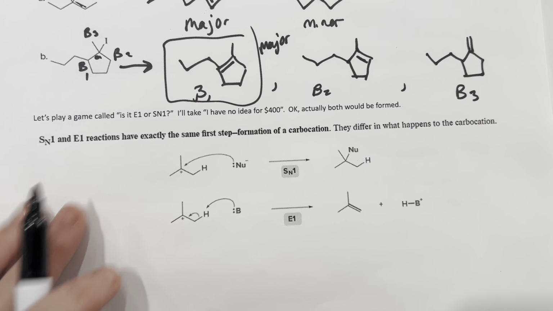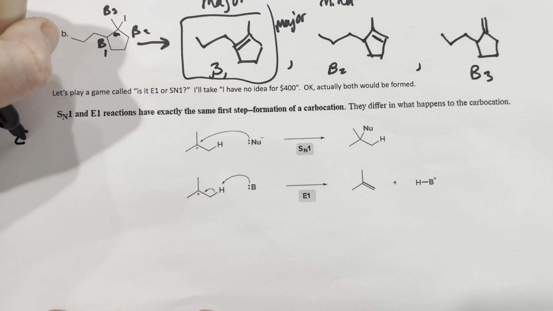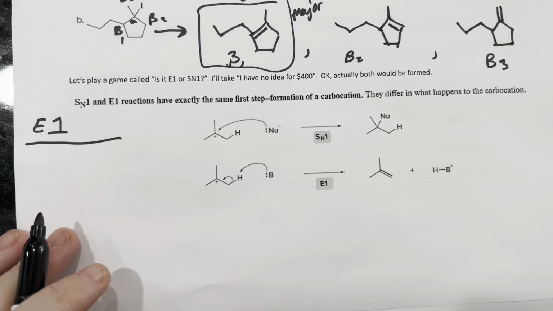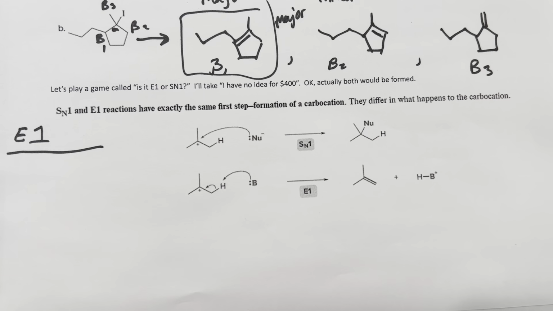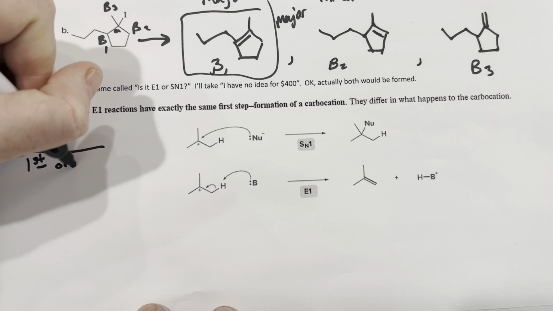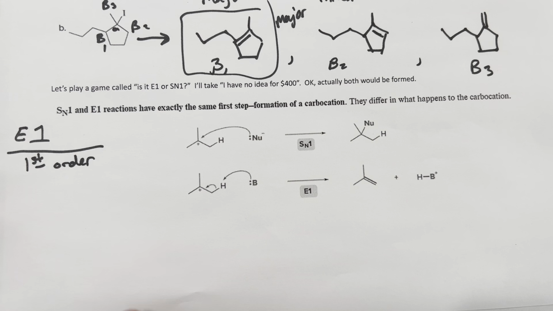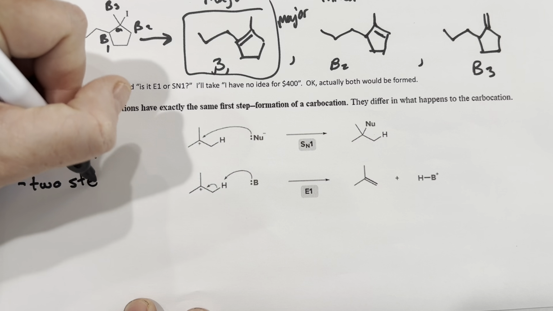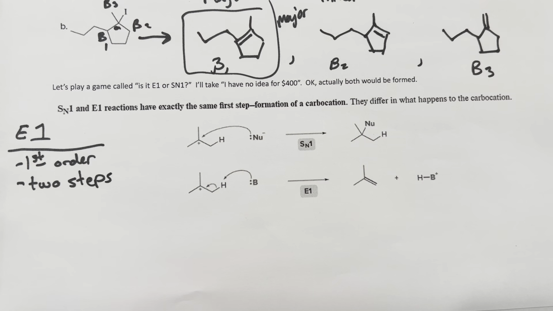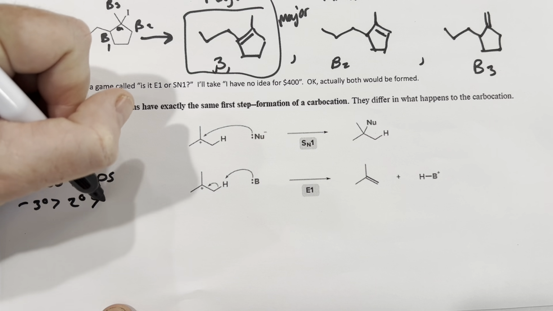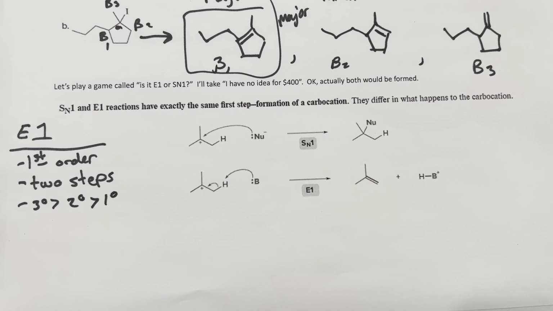Okay, so let's summarize E1 real quick. It's very similar to E2, as you can tell, except it just happens in 2 steps, and a couple other things are different. So first, it's a first order reaction. Of course, it has 2 steps. It prefers tertiary over secondary over primary alkyl halides, and that's cool because that's exactly the same as the E2.